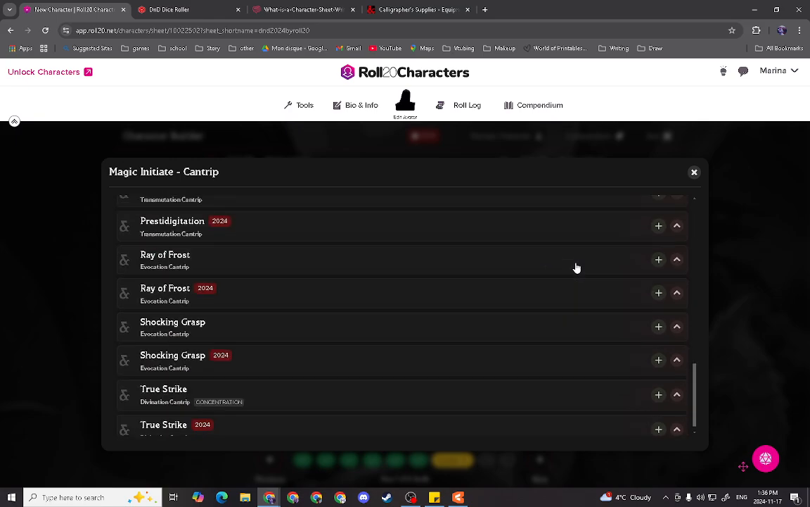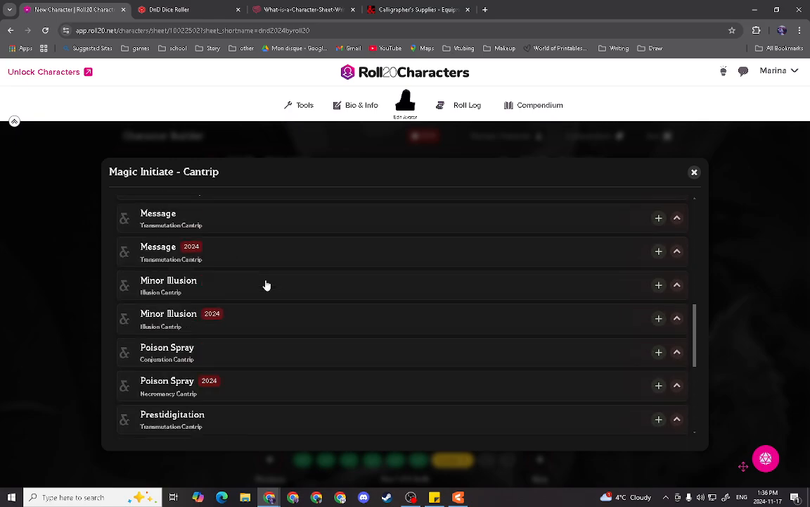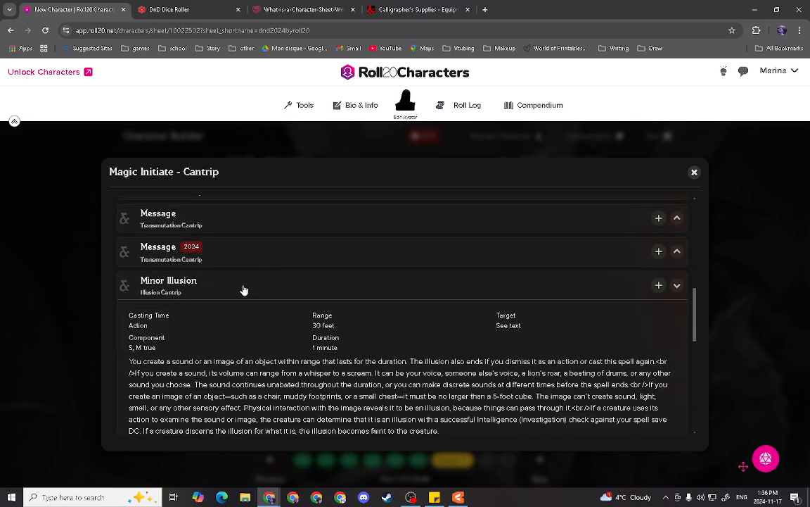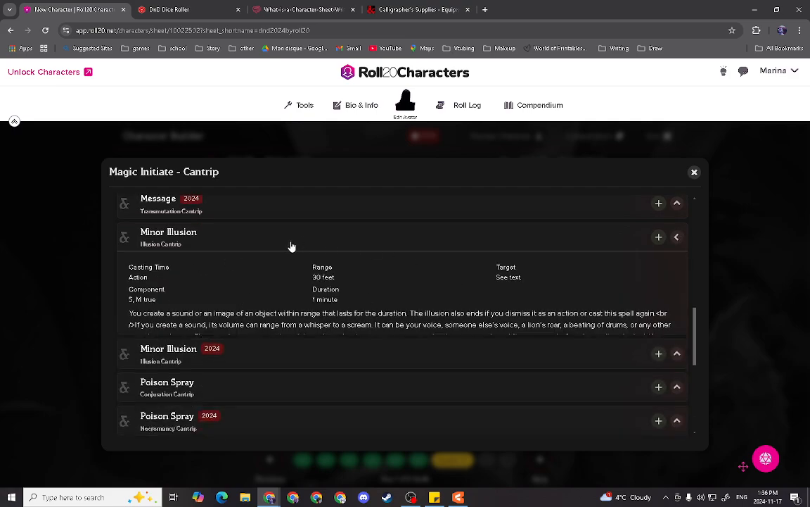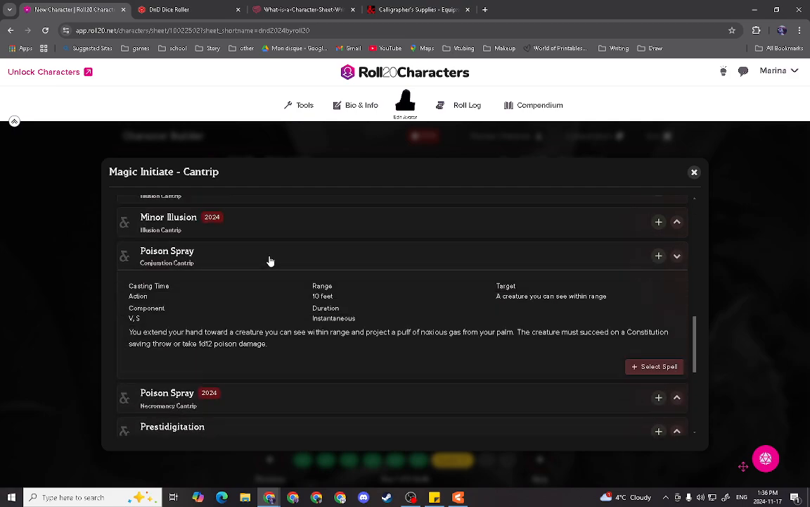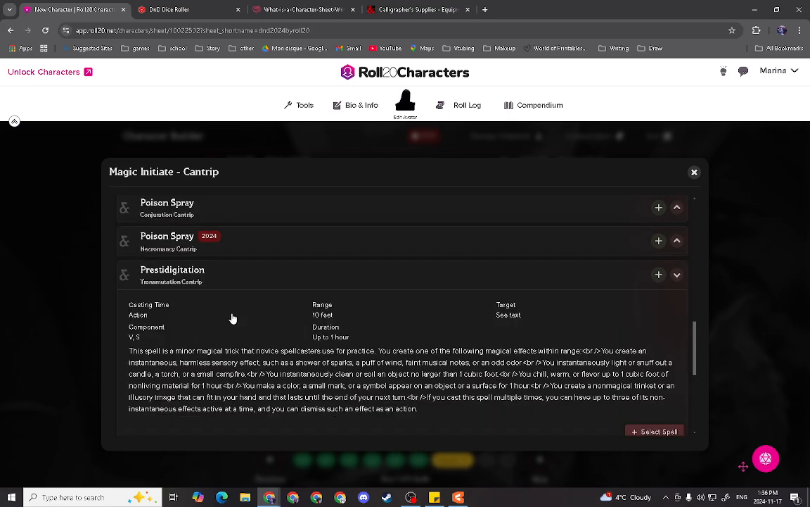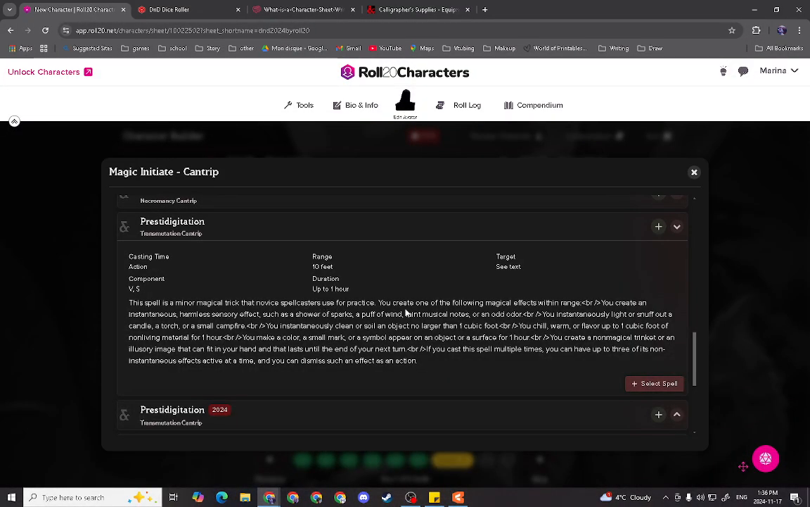You can pick 2, but keep in mind there's a few others. There's minor illusion, which is a minor illusion. Poison spray, which is a puff of noxious gas from your palm. And it's 1d12 poison damage. Prestidigitation, which essentially creates a magical effect. A shower of sparks, a puff of wind, a faint musical note, or an odd odor.